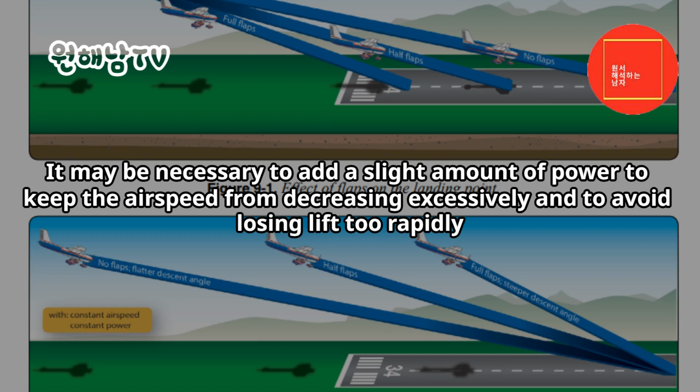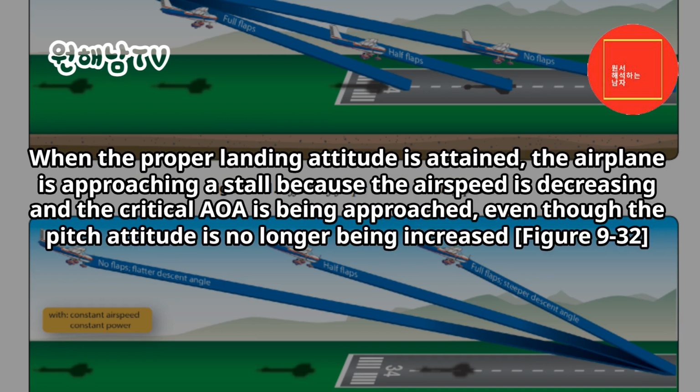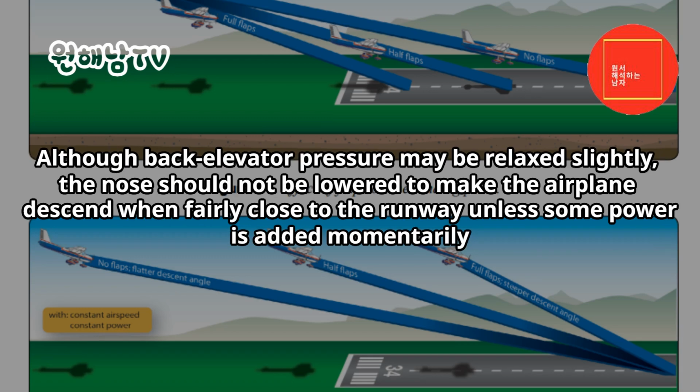It may be necessary to add a slight amount of power to keep the airspeed from decreasing excessively and to avoid losing lift too rapidly. When the proper landing attitude is attained, the airplane is approaching a stall because the airspeed is decreasing and the critical AOA is being approached, even though the pitch attitude is no longer being increased. Figure 9-32. Although back elevator pressure may be relaxed slightly, the nose should not be lowered to make the airplane descend when fairly close to the runway unless some power is added momentarily.